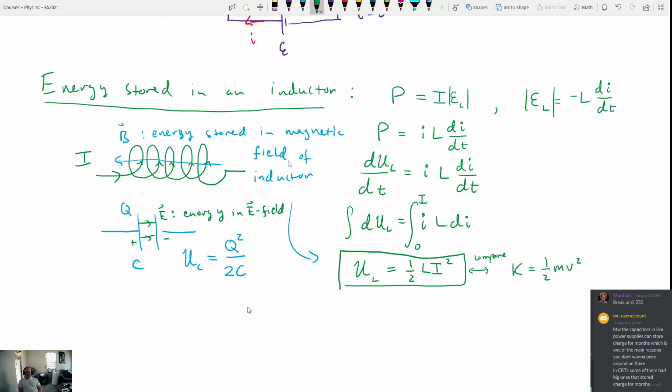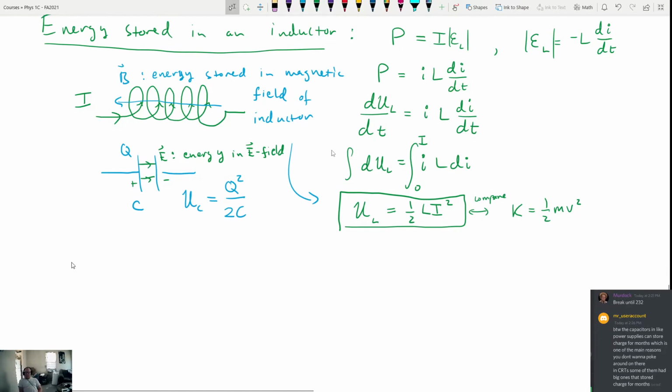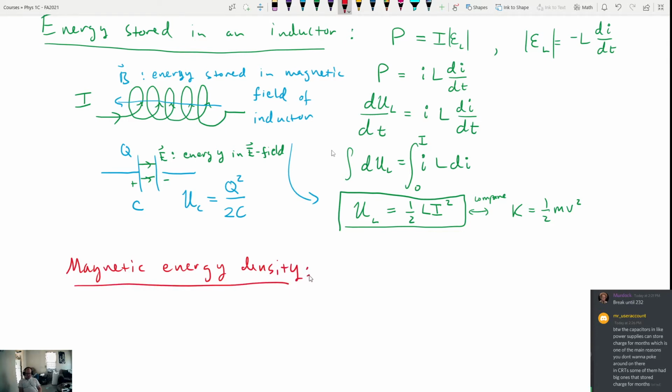Okay. So the next thing we want to do is talk about magnetic energy density. This is something we're going to need when we talk about the propagation of light. So we do it now because we're introducing this concept. We might as well also introduce the energy density concept as well.